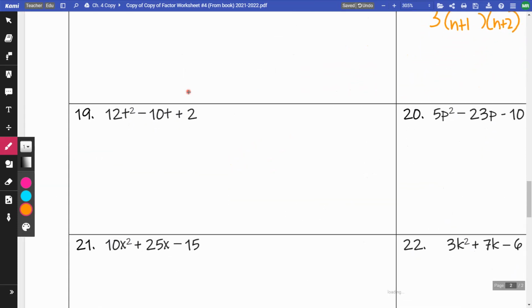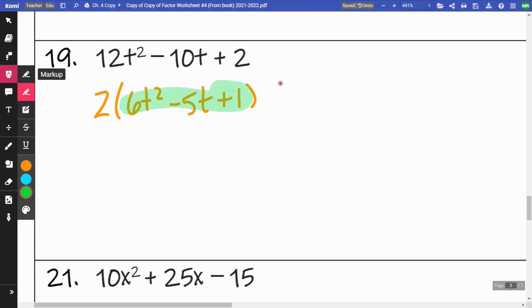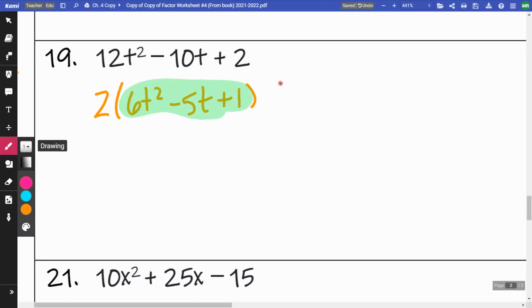Now, 19 again, I notice that I can factor something from every term. So I'm going to factor out a 2. And I get a 6t squared minus 5t plus 1. And again, we have a quadratic here. So chances are that might be factorable.